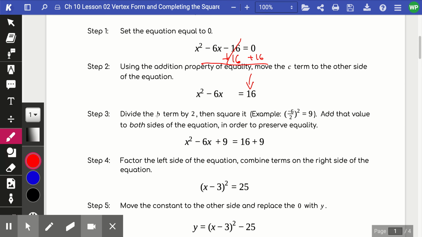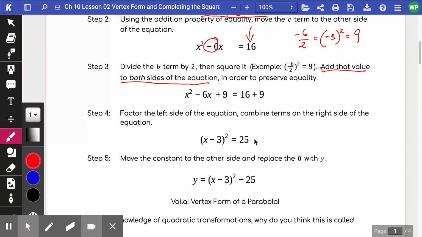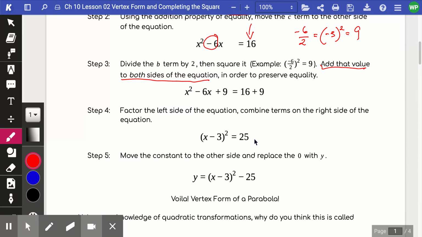Step 3, divide the b term, which is the number before x, then square it. So the example says that you have a negative 6 as your b term right here. Not positive 6, it's a negative 6, divided by 2. So we're going to get negative 3 and square it. So negative 3 times negative 3 will give us a positive 9. Now what we're going to do is add that value to both sides of the equation. So that's why we left that blank space in there, because now we're going to put that plus 9 in there, and we're going to put the plus 9 on the other side. What we just did was we created a perfect square trinomial.